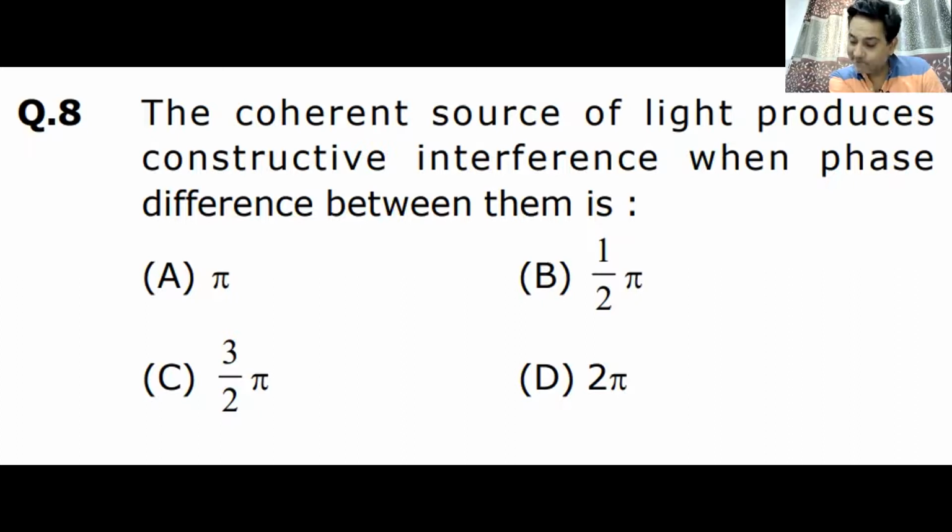What is the answer for that one, beta? For constructive interference, what should be the phase difference? No one has an answer?